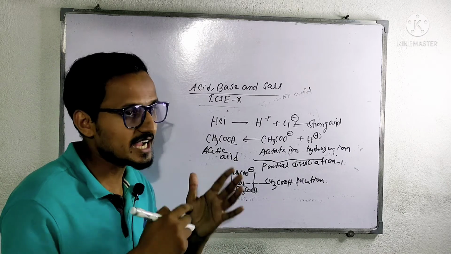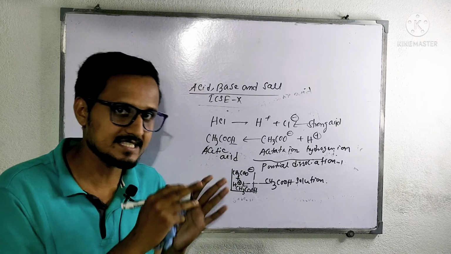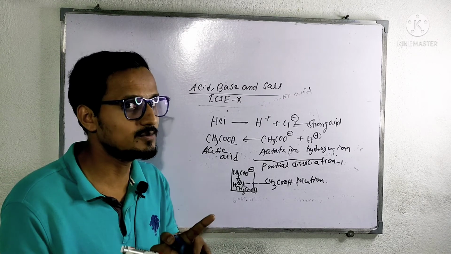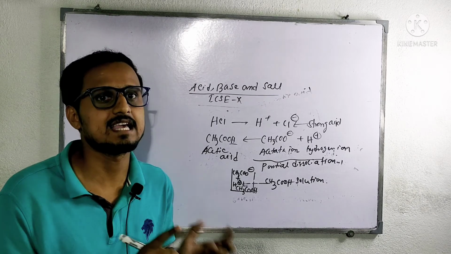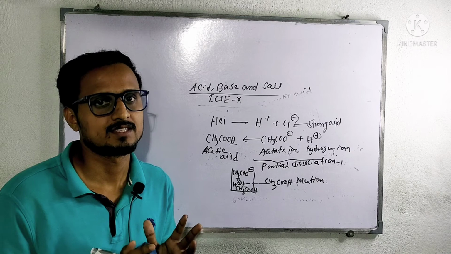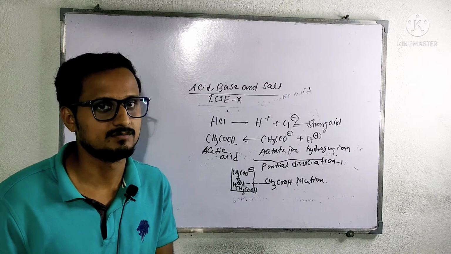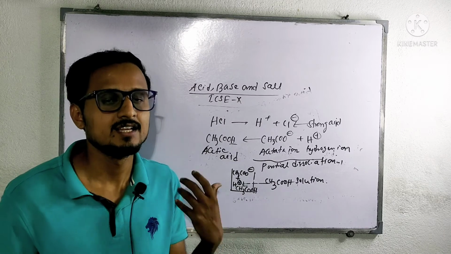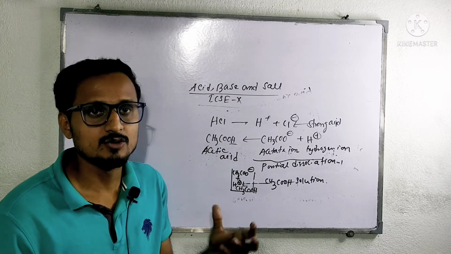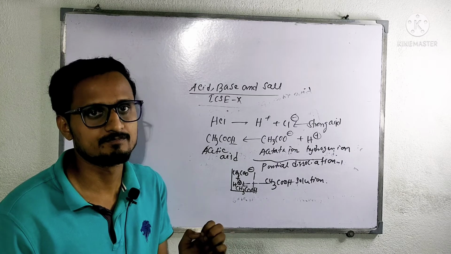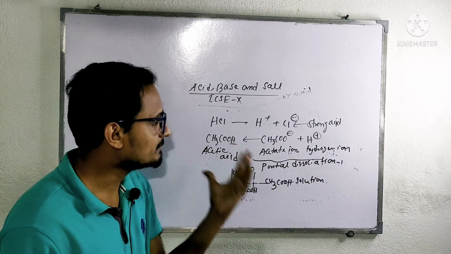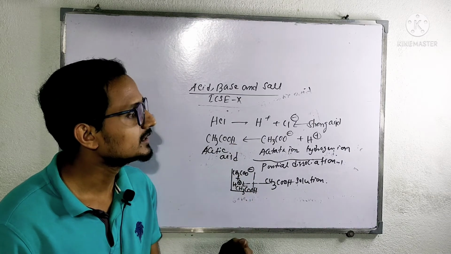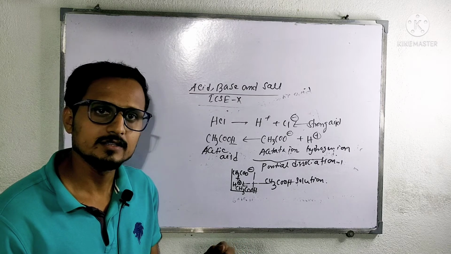So it is a kind of equilibrium. Acetate ion will be there, H plus ion will be there, and also acetic acid molecule will be there. A solution of a weak acid will remain as an equilibrium. So these are the important things you have to learn about acids.